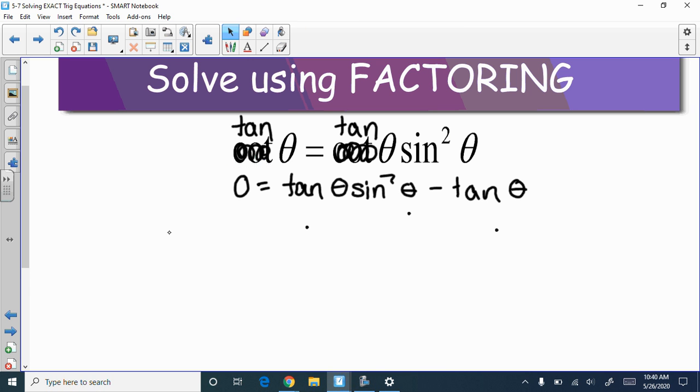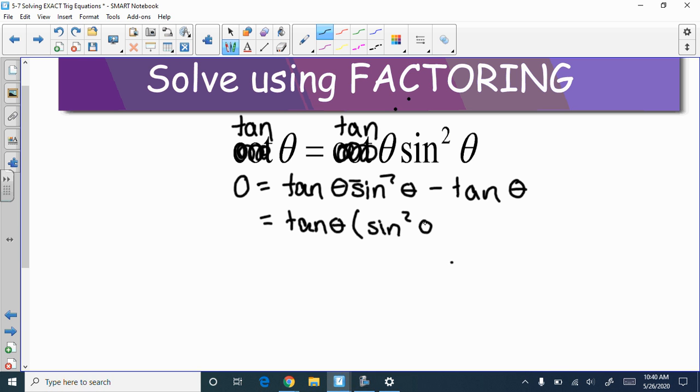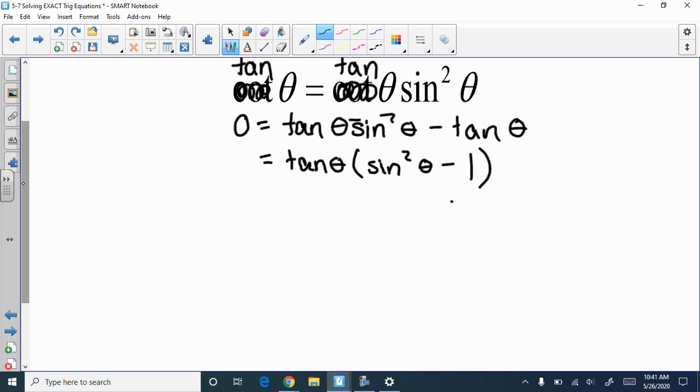And at this point, what I would be able to do is factor out a tangent, and then you'd be left behind with sine squared theta minus 1. Okay, so now that we've got it factored out, what we can do now with those factors is we can set up our equation.